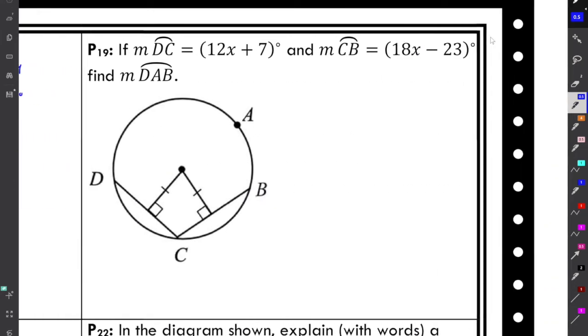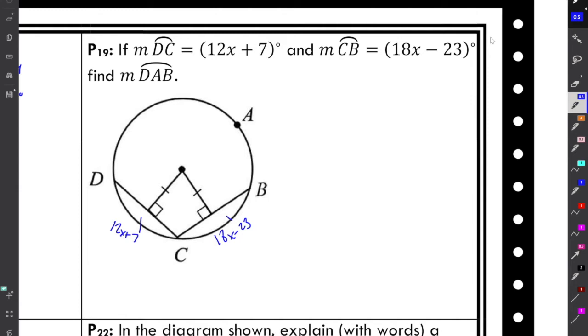The measure of arc DC is 12x plus 7. The measure of arc CB is 18x minus 23. Let's find DAB. We know these have to be equal to each other because they're equidistant from the center. So we'll solve for x, find either one of these, multiply that by 2, and then subtract from 360 to get DAB. That's our plan here.